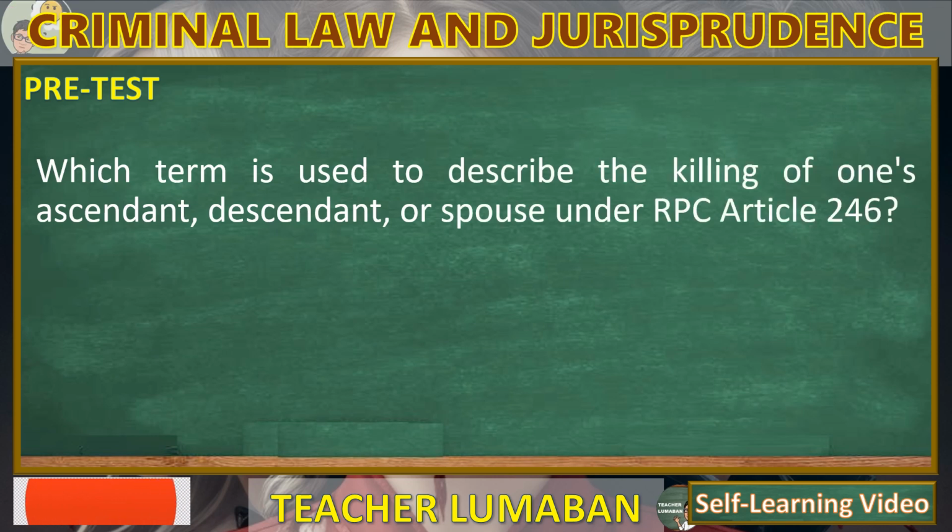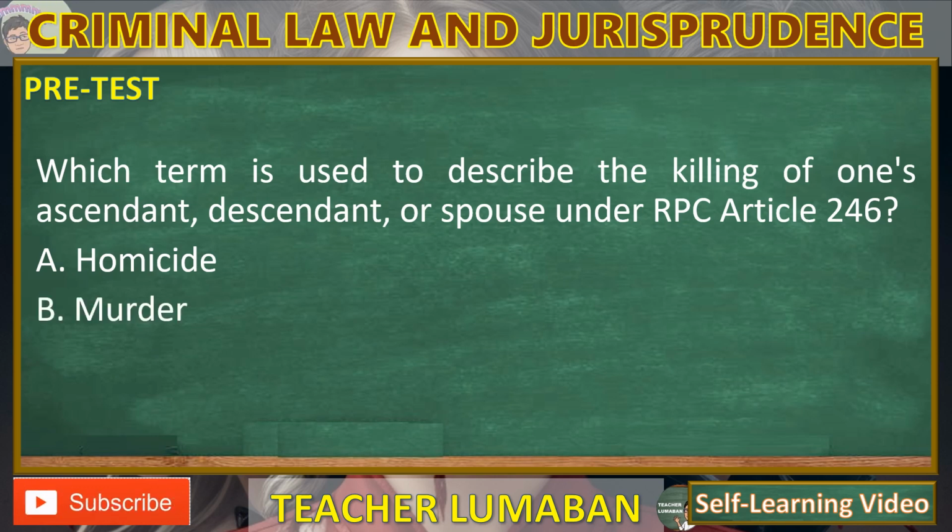Which term is used to describe the killing of one's ascendant, descendant, or spouse under Revised Penal Code Article 246? A. Homicide. B. Murder. C. Parricide. D. Infanticide.